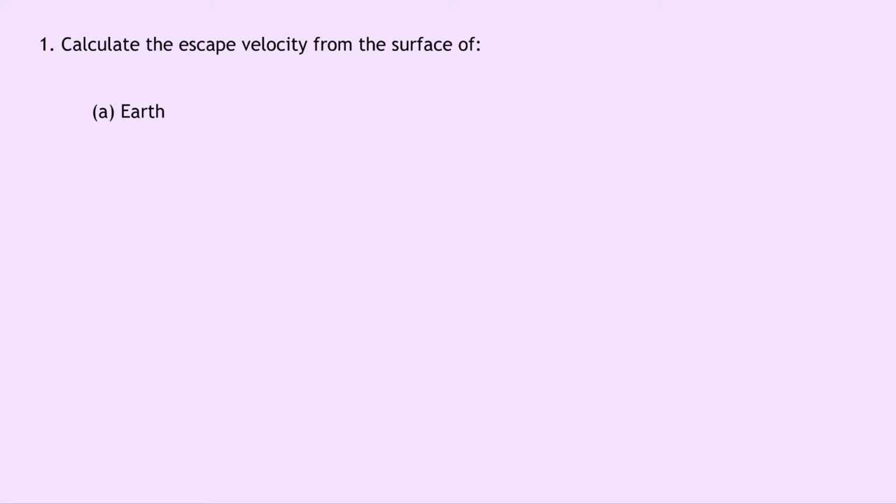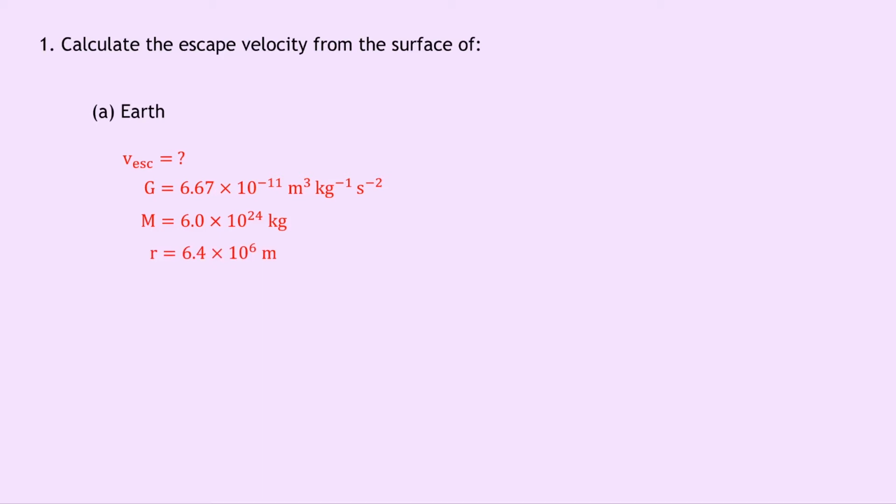Question 1 says to calculate the escape velocity from the surface of the Earth for part A. So writing down what we know from the question, we're trying to find the escape velocity v escape. We know that g is 6.67 times 10 to the minus 11 meters cubed per kilogram per second squared. The mass of the Earth is 6.0 times 10 to the 24 kilograms from the datasheet, and the radius of the Earth is 6.4 times 10 to the 6 meters, also from the datasheet.